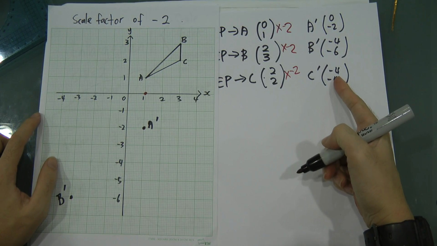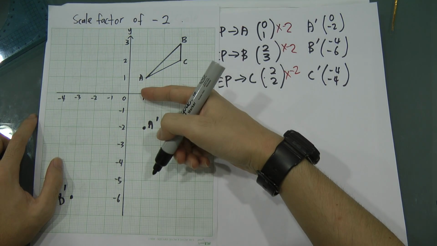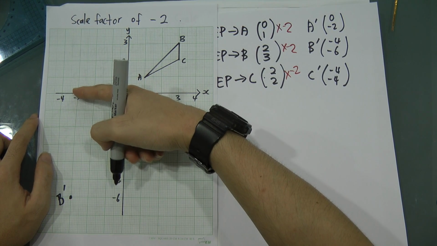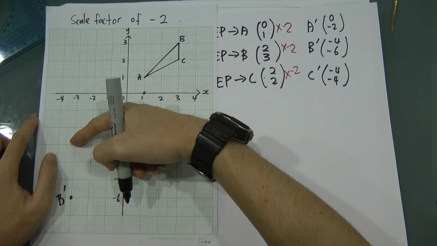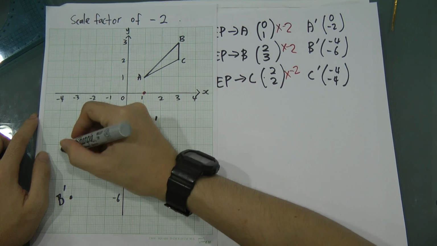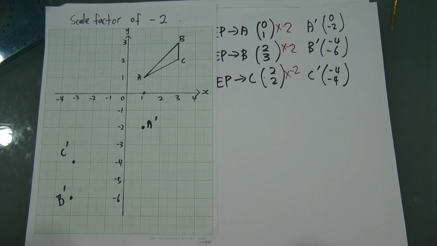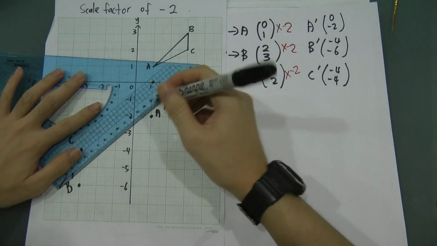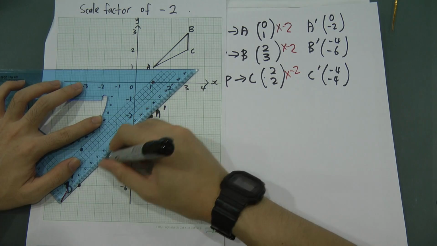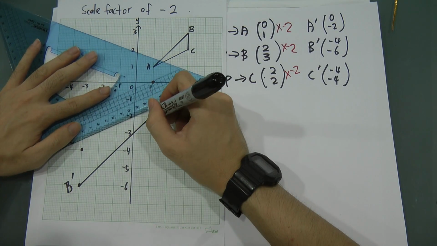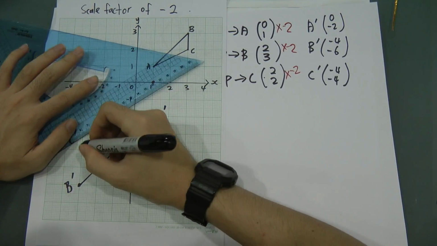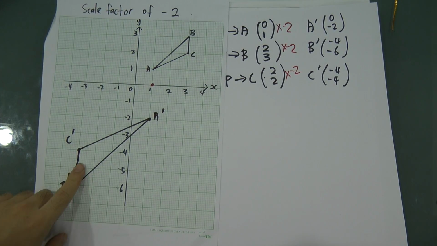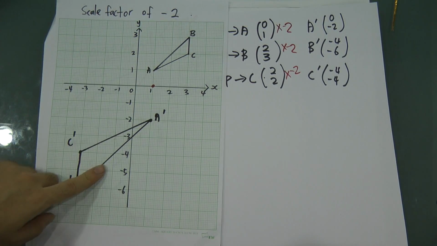And then my C will be -4, -4. -4 means go left-hand side, 1, 2, 3, 4. Go downwards 4 units, 1, 2, 3, 4. This one will be my C coordinates. After that, I just connect them. Alright, just connect A to B, and then A to C, and then of course B to C. So you can see that this is what happened when negative.